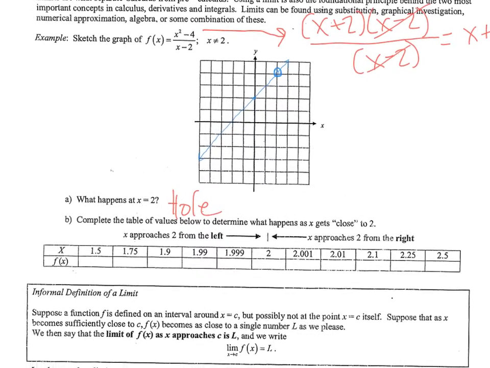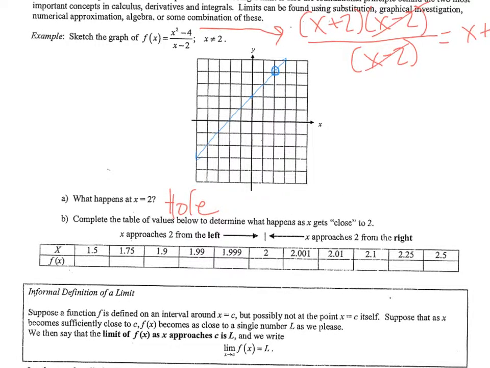So one thing we could do is look at a table of values. I'm going to pause this a second and fill in some values that I just got from a calculator. We just want to look for a pattern here. So I'm going to plug in a 1.5, a 1.75, a 1.9. I'm always going to plug them into the original function, but I could also be plugging them into x plus 2 because they're somewhat equivalent.